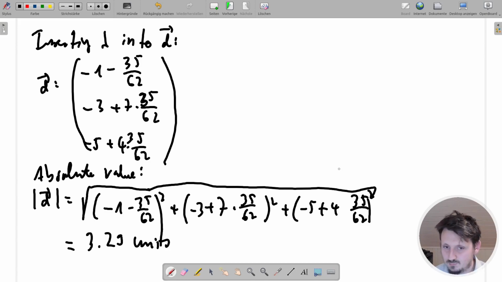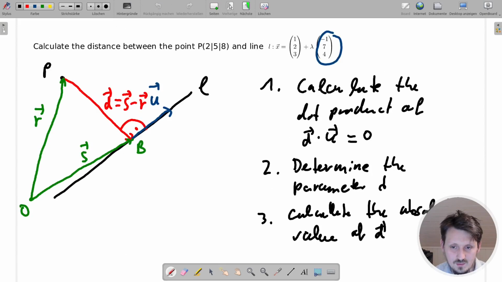3.29 units. Of course, if these are coordinate units, if your units were meters, then this would be meters. If it was millimeters, it would be millimeters. But here we just calculate with arbitrary units. So the shortest distance between this point and this line would in this case be 3.29 units. And this is a quite remarkable result, I think.